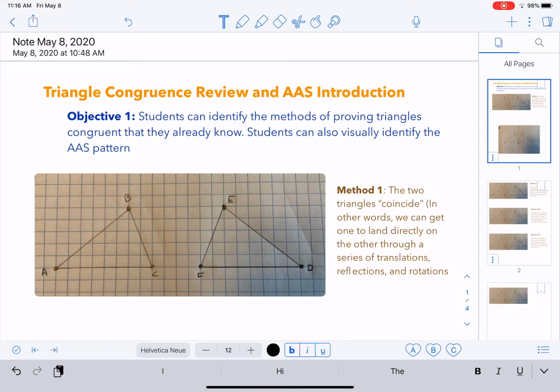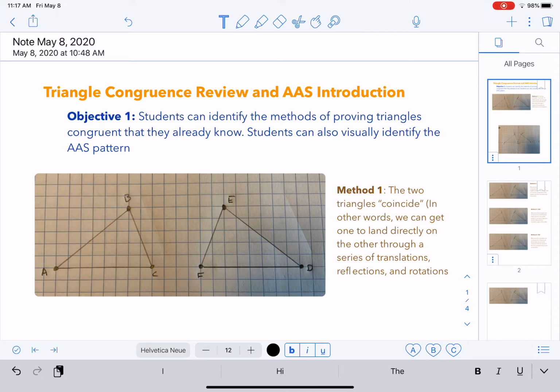In doing that, we're really learning a pattern of deductive reasoning. That's the larger goal. My objective 1 is that students can identify the methods of proving triangles are congruent that they already know. These are things you've already learned. I also want you to visually identify a new pattern that I introduced at the end here. It's called the AAS, or angle-angle-side pattern.